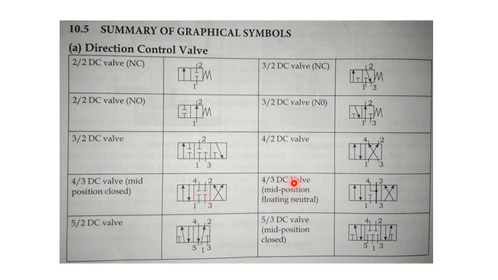Next we have another 4 by 3, with a different mid configuration: 4 and 2, both the output ports, are connected to the exhaust and the compressor port is blocked. Thus it is the mid configuration under this 4 by 3. Next we have a 5 by 2. In one position itself it has 5 ports, right? We call it 5 ports and 2 positions, so it is a 5 by 2. Here we have 3 positions with the same 5 ports, but in the mid configuration all 5 ports are blocked.